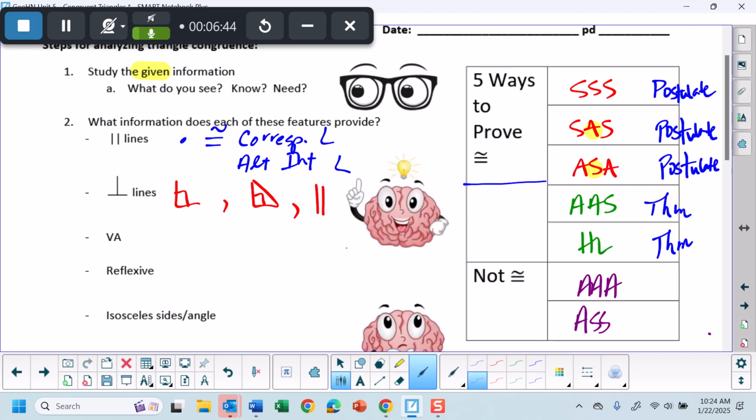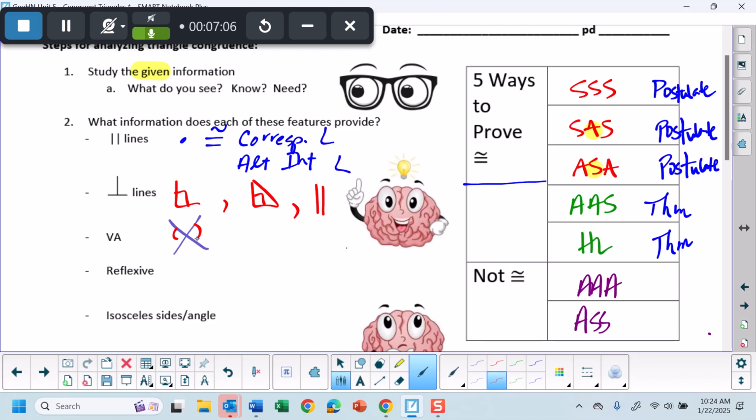If I'm given a set of vertical angles, I want to make sure that you know which angles are congruent, those opposite angles. So if you have a diagram or a picture, I'm thinking a rectangle with two diagonals drawn, those vertical angles are always going to be congruent.